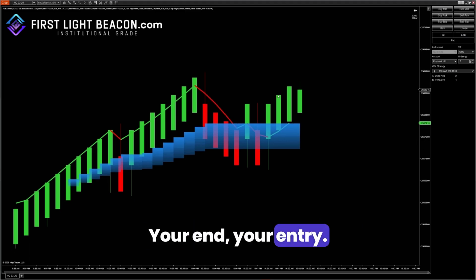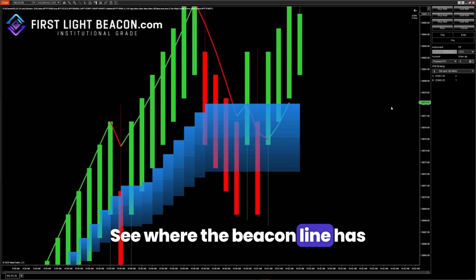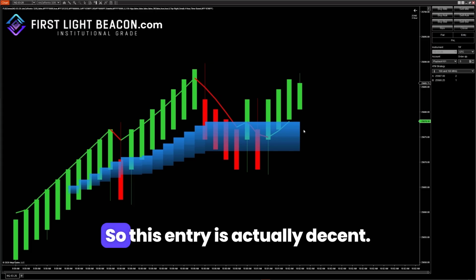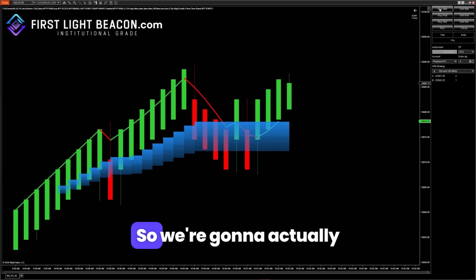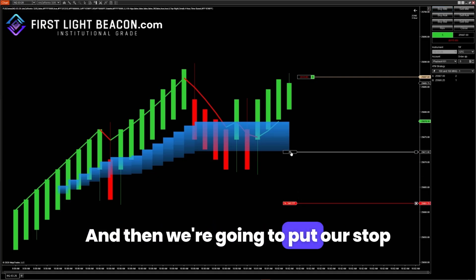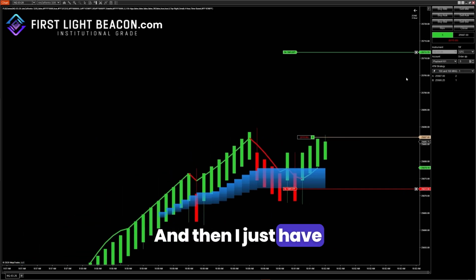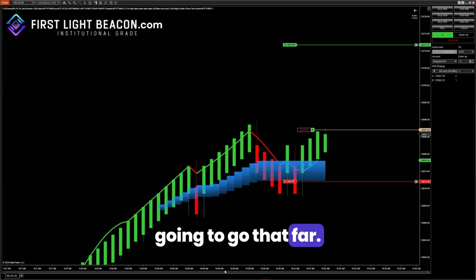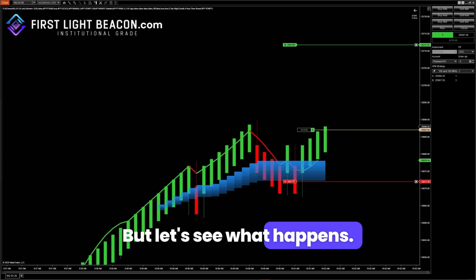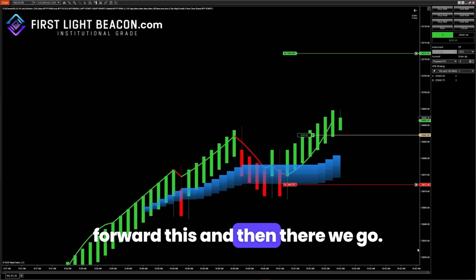Your entry, actually, no, this left it closed right here. See where the beacon line is actually closed right there. So this entry is actually decent. So we're going to get into the trade, right? And then we're going to put our stop at the zone. That's our defined risk. And then I just have 100 ticks set. I don't know if it's going to go that far, but let's see what happens, and we can just fast forward this. And then there we go.